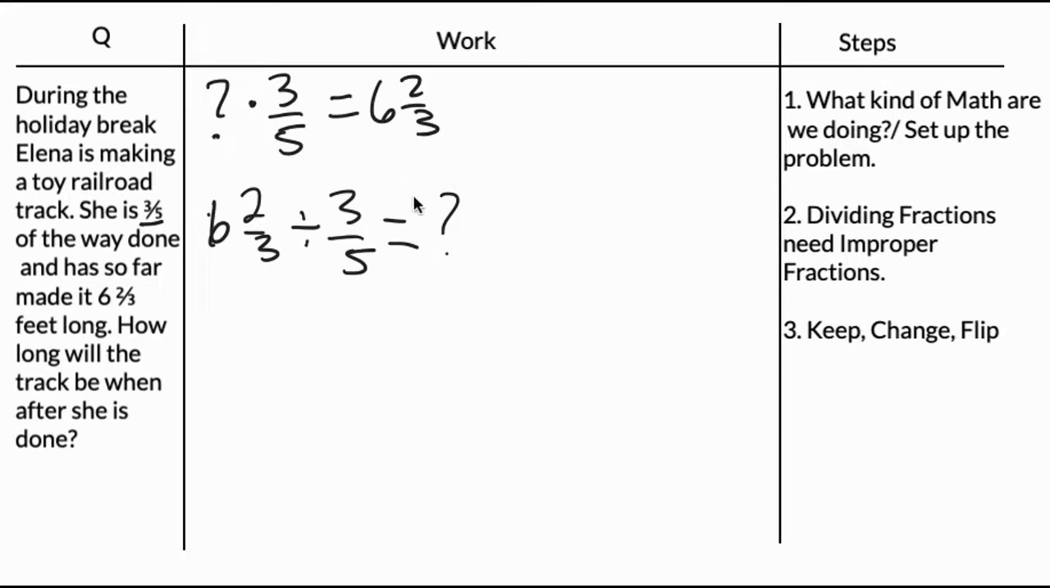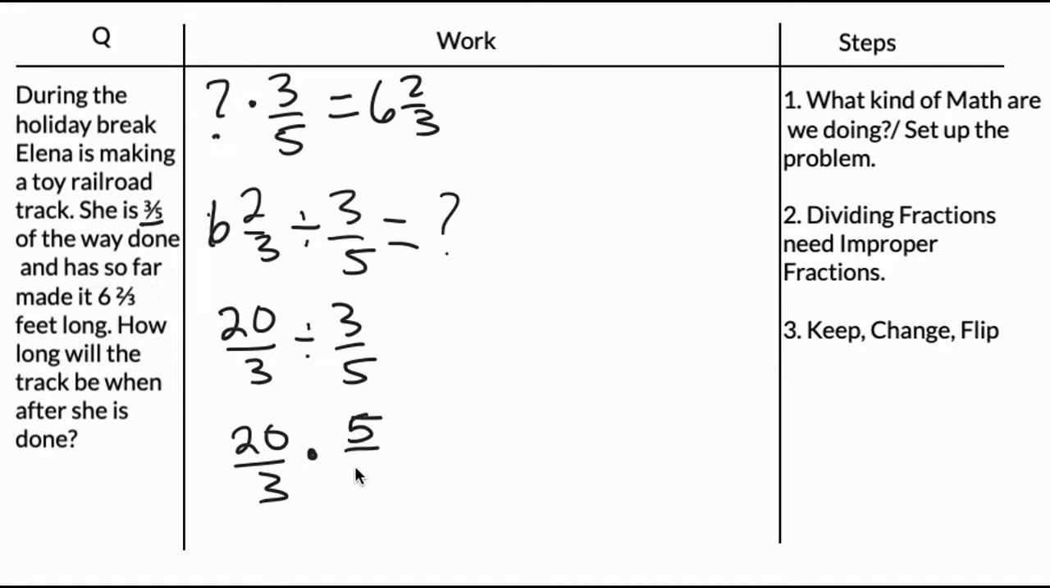Now when we're dividing fractions, we've got to make sure that they're improper fractions. We can't have any mixed numbers. So that would be 20/3, by multiplying 3 times 6 and then adding 2, which is 20. And we're dividing that by 3/5. Now when we're dividing fractions, we keep 20/3 the same. Then we change the division to multiplication, and then we flip the second fraction. Now we're just doing a multiplication problem, so we're just multiplying across.